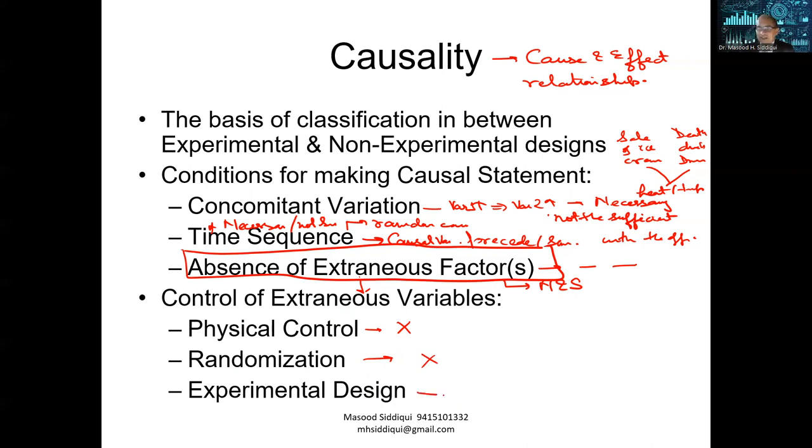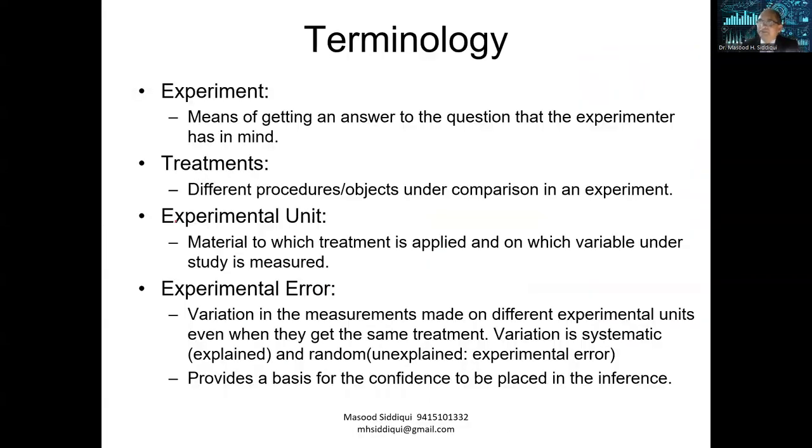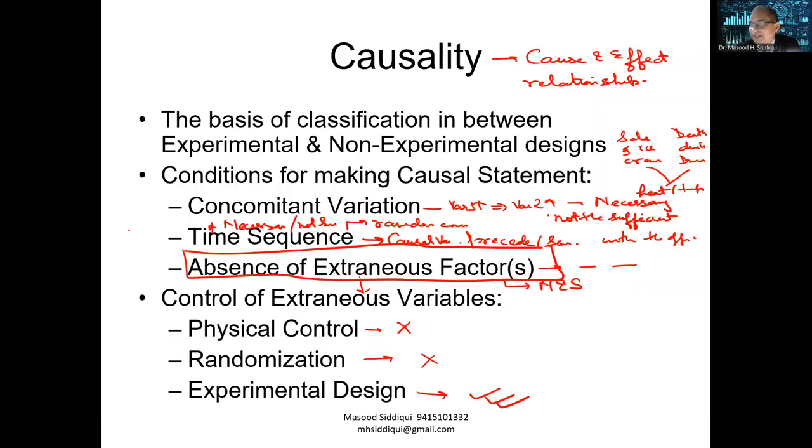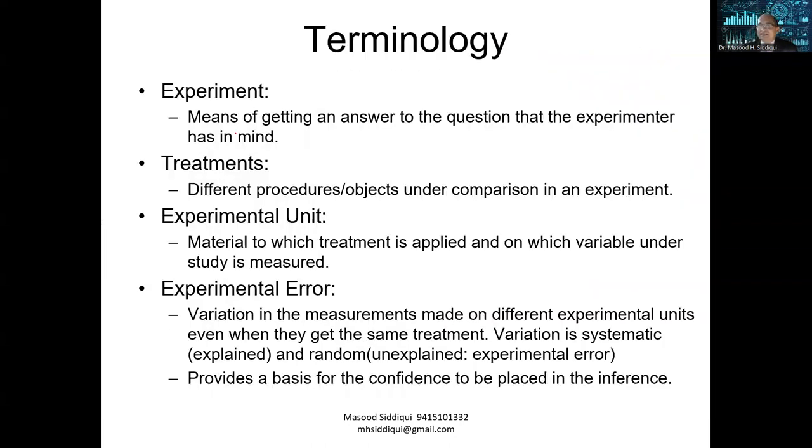So now we come to the third part, that is the experimental design. We will be discussing the experimental design, and definitely it achieves control over all the extraneous factors. Right? So before going to the concept of experimental design, let us discuss some basic terms that we are going to use. The first one is the experiment.